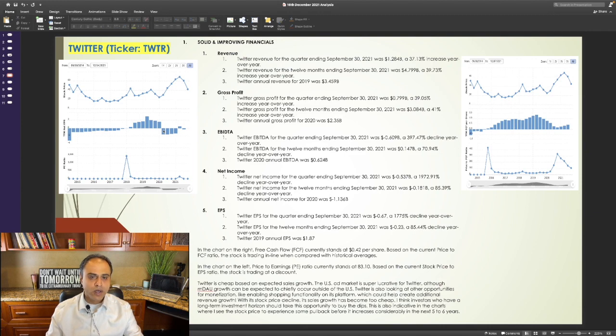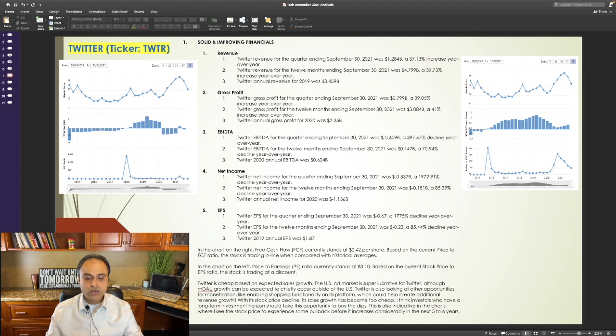Looking at the financials for Twitter, revenue, gross profit, EBITDA, net income, EPS or earnings per share have increased year over year and quarter over quarter. Even if you discount 2020 and compare 2021 financials against 2019, they have increased by a very good clip. In the chart on the right, free cash flow or FCF currently stands at 42 cents per share. Based on the current price to FCF ratio, the stock is trading in line when compared with historical averages. In the chart on the left, the price to earnings ratio or PE ratio currently stands at 83.10. Based on the current stock price to EPS ratio, the stock is trading at a discount. Twitter is cheap based on expected sales growth.